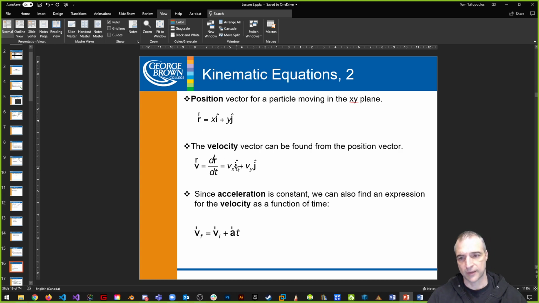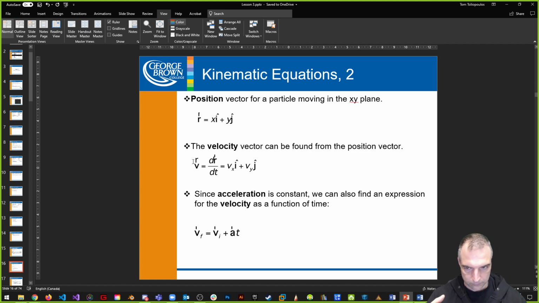The velocity vector can be found with the position vector, like we said before. We can take the derivative of the position, and what we get is the velocity on the x-axis plus the velocity on the y-axis, and we can create the velocity vector itself. So I get two components, and then from those two components I can compose my velocity vector.